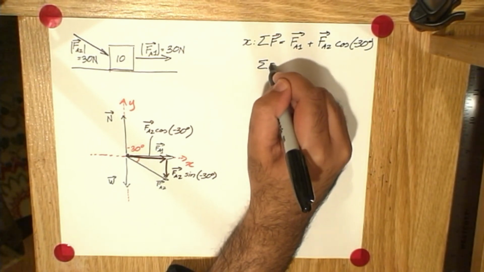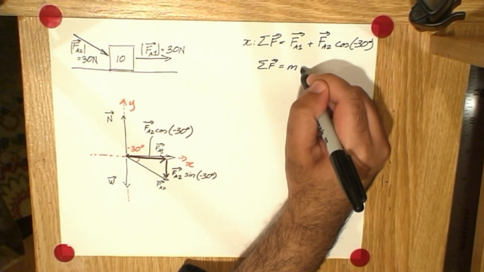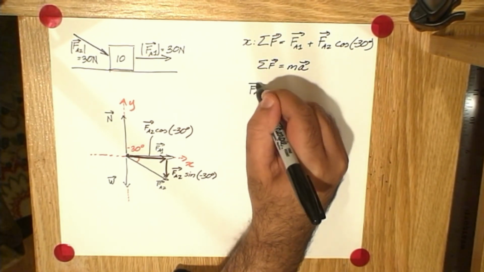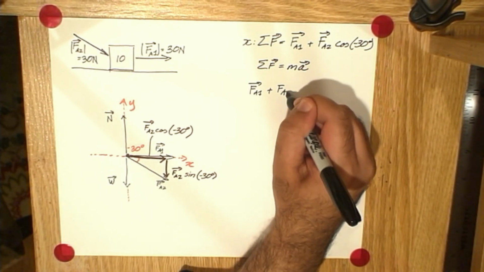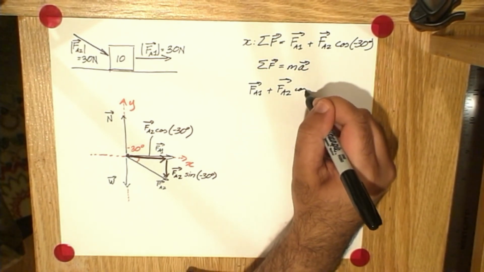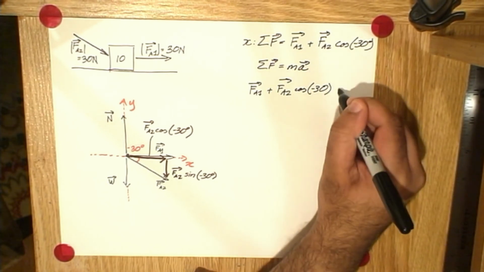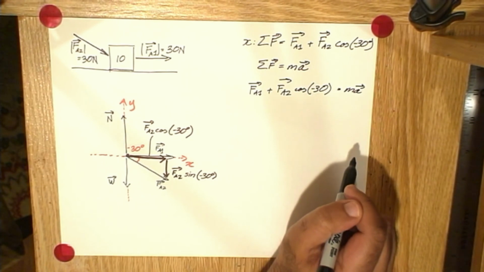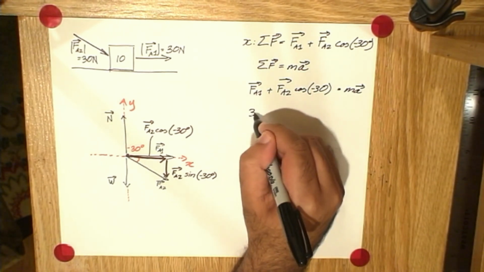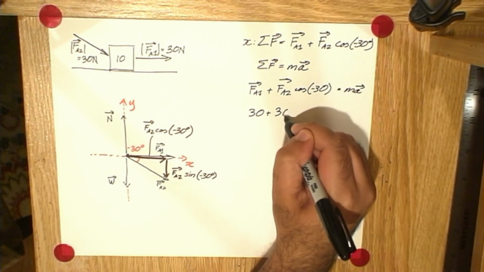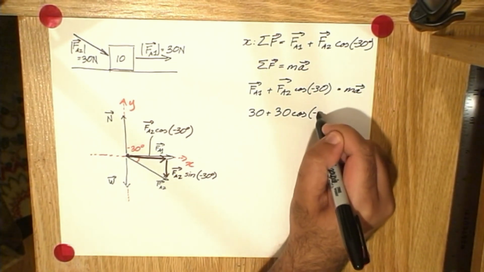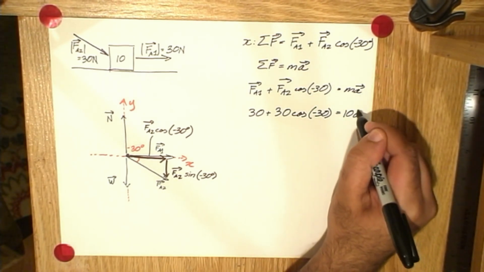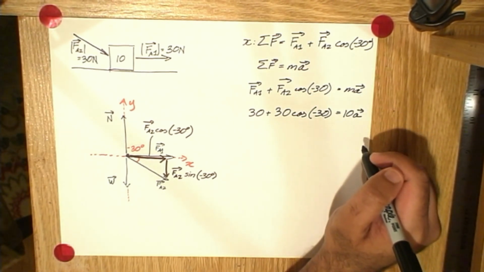But total force is also equal to mass times acceleration. So we can say that FA1 plus FA2 cos negative 30 equals mass times acceleration. Now let's plug in for everything that we know. FA1 is 30 plus FA2 also 30 cos of negative 30 is equal to mass 10 times the acceleration, which is the only unknown here.